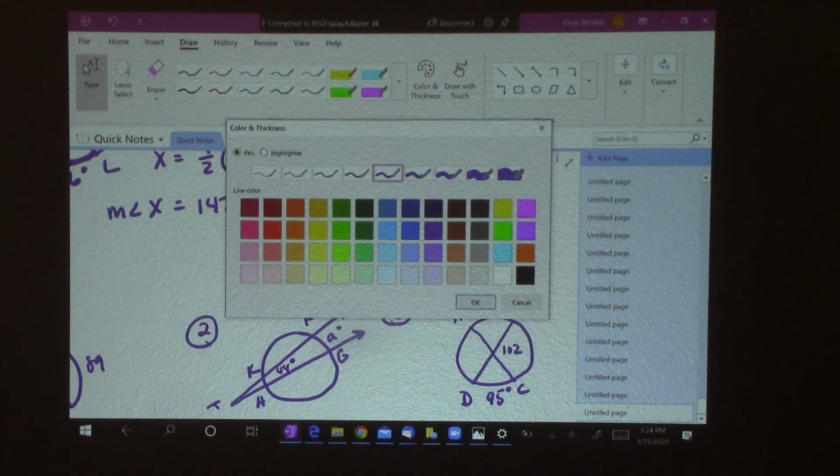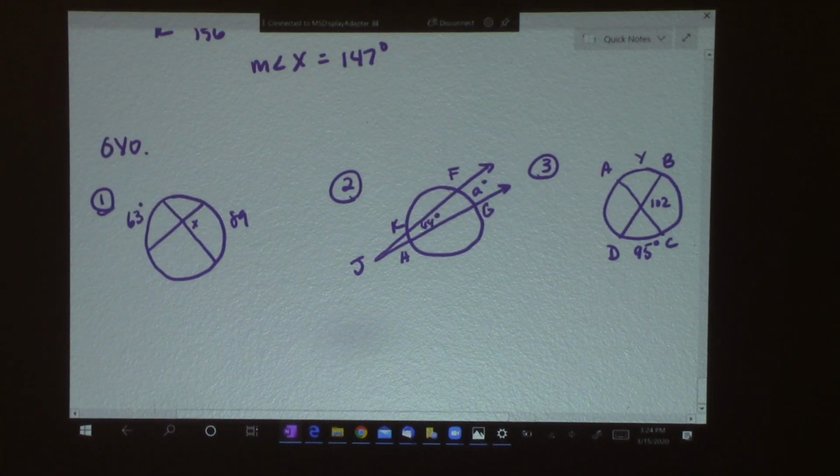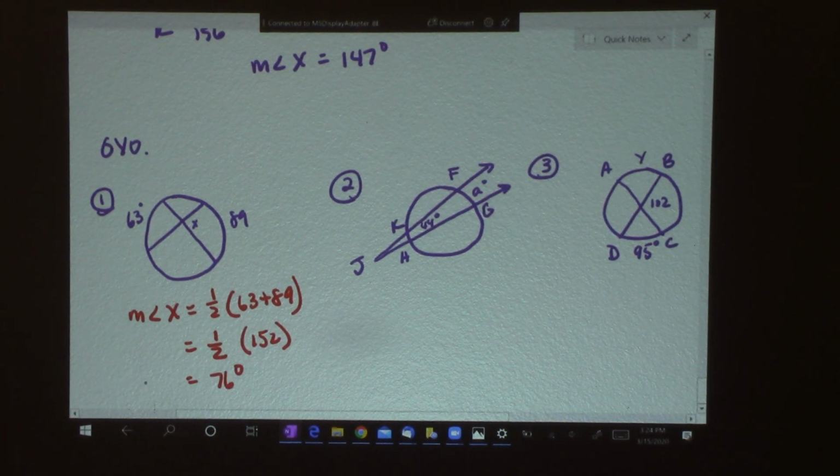So let me change colors and we can get to work. Okay. All right, number 1. This is the situation where both segments are completely inside the circle. So we are going to have a sum. So the measure of angle X equals half of 63 plus 89, which is half of 152. Did you get that? And that is 76 right there.